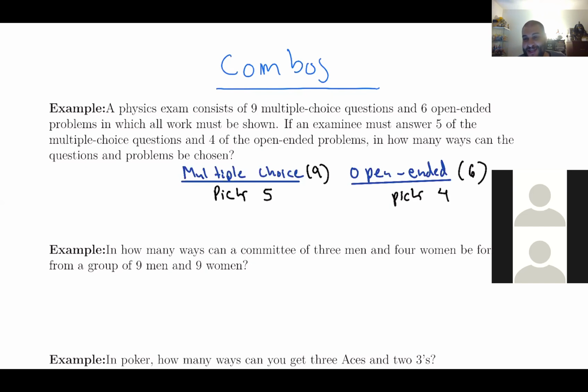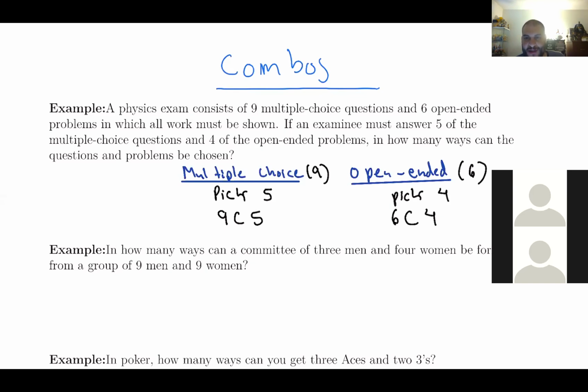Yeah, so for this one, the order doesn't really matter. So you want to do a combination. You could do 9 choose 5, and we could do 6 choose 4. Because this is going to tell me, of the 9 questions, how many different arrangements I can get where I answer 5 of them. Same thing for the open-ended questions.